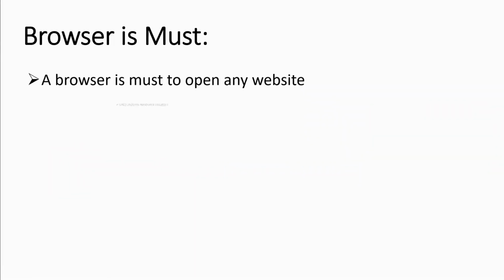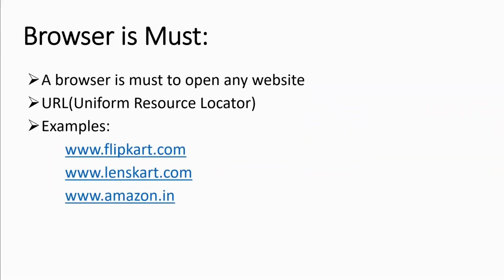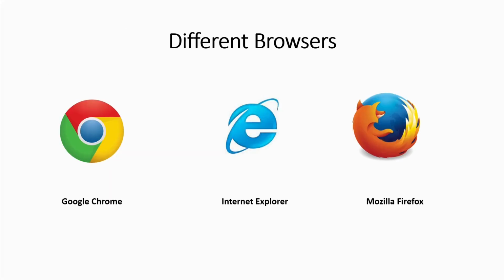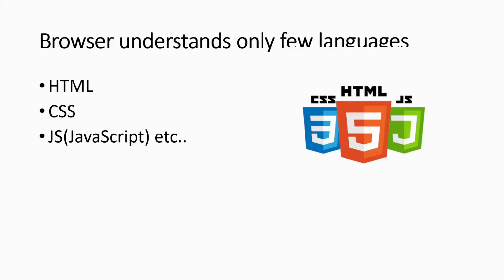We have many types of examples that you can find on the browser, like Flipkart, Lenskart, Amazon, and many more. There are different browsers. Google Chrome is a browser, Internet Explorer is also a browser, Mozilla Firefox is also a browser. Of these three, the very popular browsers are Firefox and Google Chrome. As you wish, you can use any of them, either Google Chrome or Mozilla Firefox.